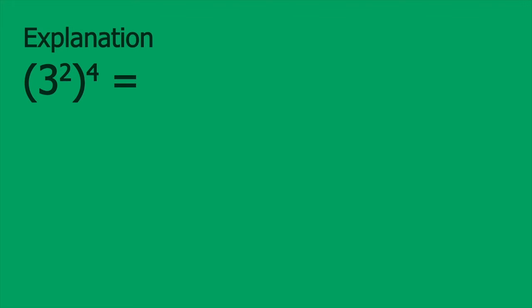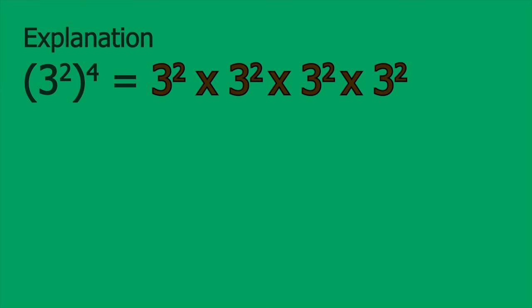So let's use 3 to the 2nd power, all raised to the 4th power, as a way to reason out this property. Well, we know that if we're looking from outside in, 3 to the 2nd power raised to the 4th power is basically 3 to the 2nd power times itself 4 times. So it's going to be 3 to the 2nd power times 3 to the 2nd power times 3 to the 2nd power times 3 to the 2nd power.